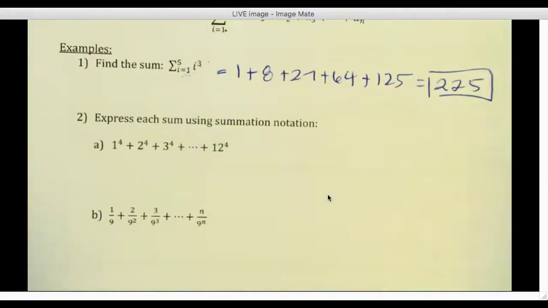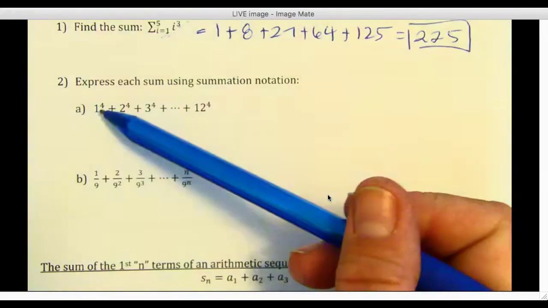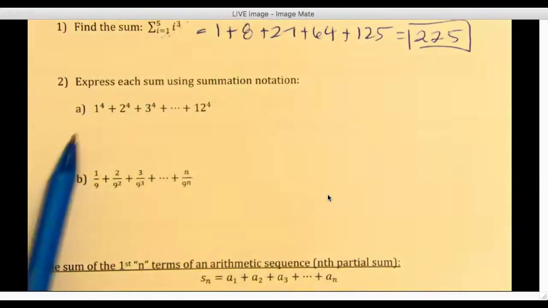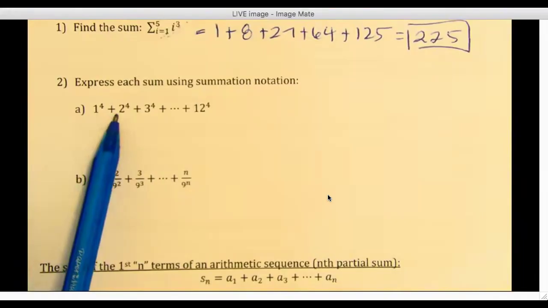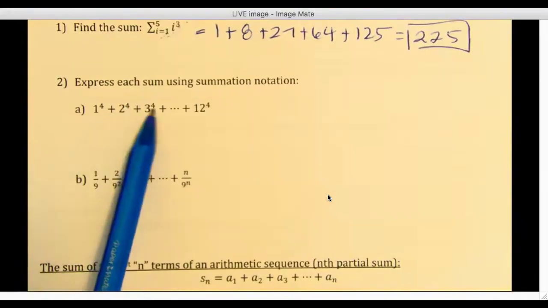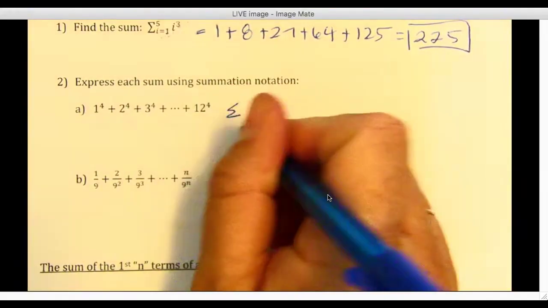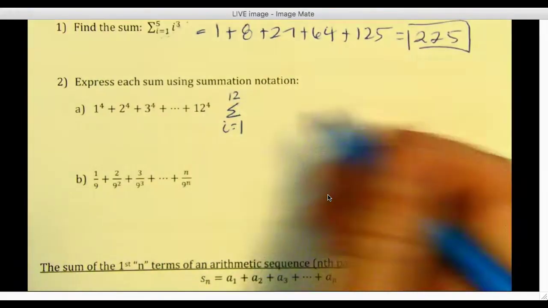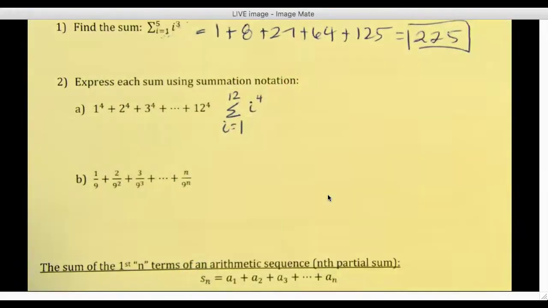So the next two examples ask us to write this in summation notation. So we can see that what's changing from one term to the next term to the next term is this number right here. So 1 and then 2 and then 3, and they're all being raised to the fourth power all the way to 12. So we can see that we're starting with 1 and we're ending at 12. And the formula that they're all being plugged into is I to the fourth power. So that's how we would write this in summation notation.